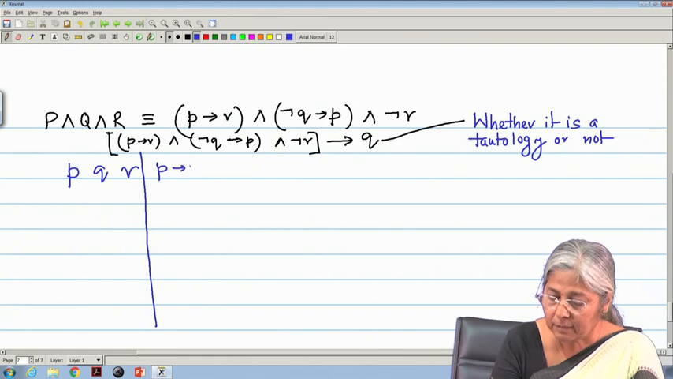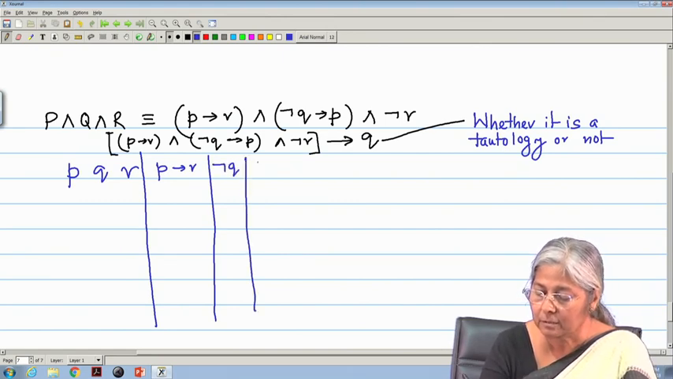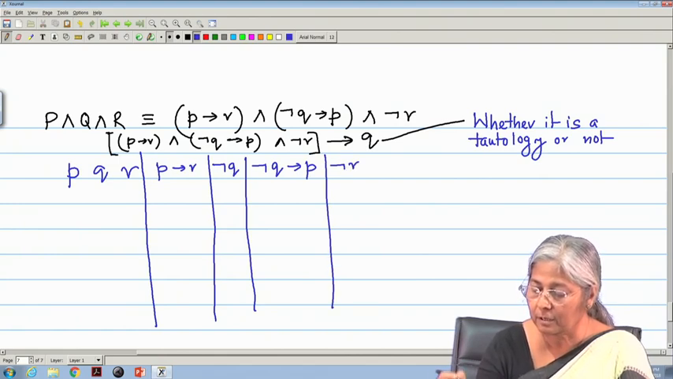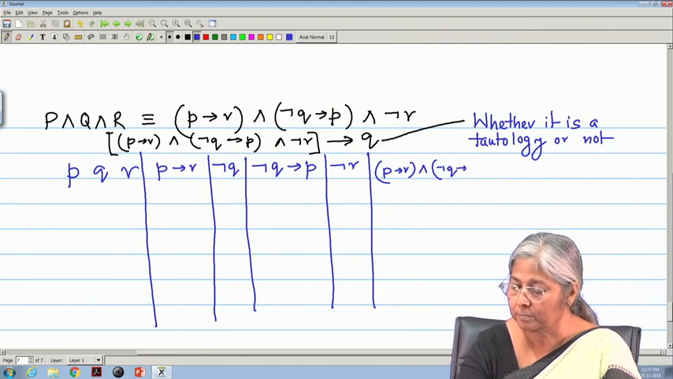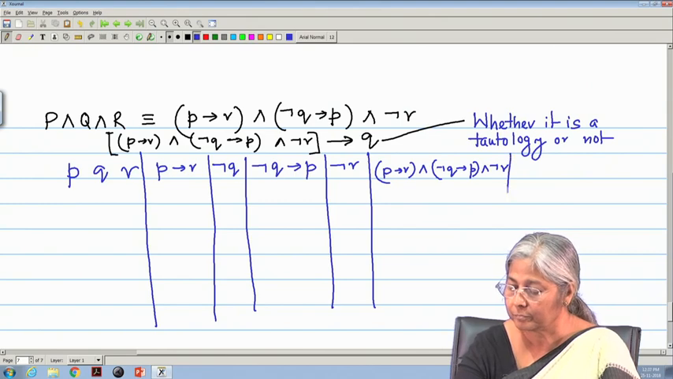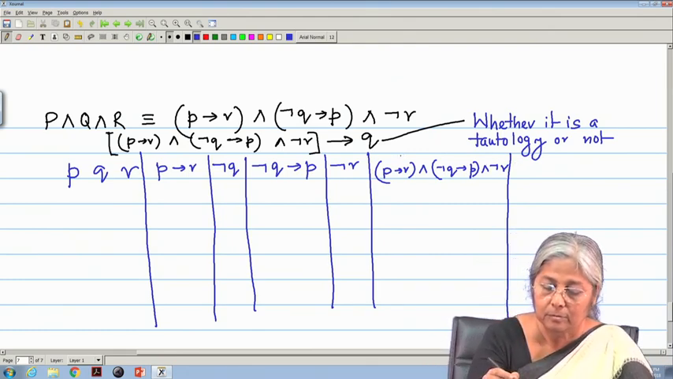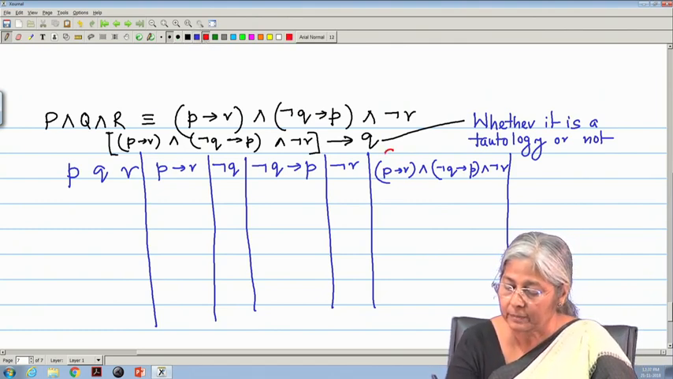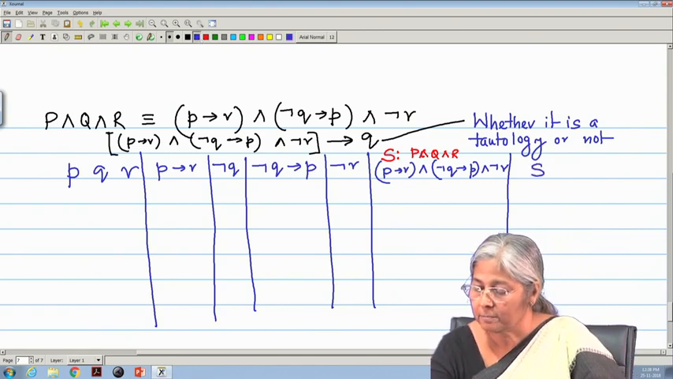So, I need P implies R, then I need negation Q, so that we can compute negation Q implies P, then I have negation R. Then I can calculate P implies R, negation Q implies P, negation R, and if I mark this as S, then S is a function of P, Q, R. Then we check whether S implies Q.